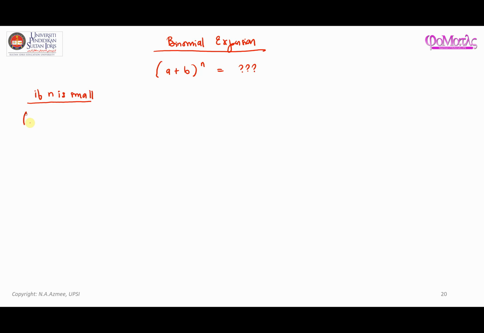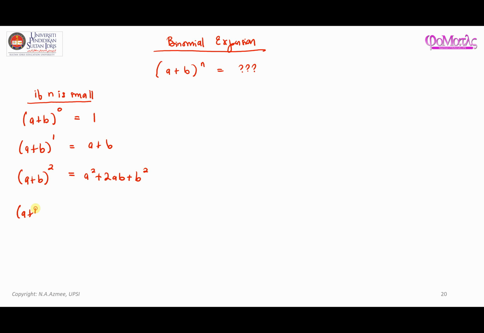For example, if a plus b to the power of n, where n is 0, the result is obviously equal to 1, because anything with a power 0 is just 1. When n is 1, this is also quite easy to get the result. The result is just a plus b. When n equals 2, this is something that a lot of us are already familiar with, done a lot of times. The result is just a squared plus 2ab plus b squared.